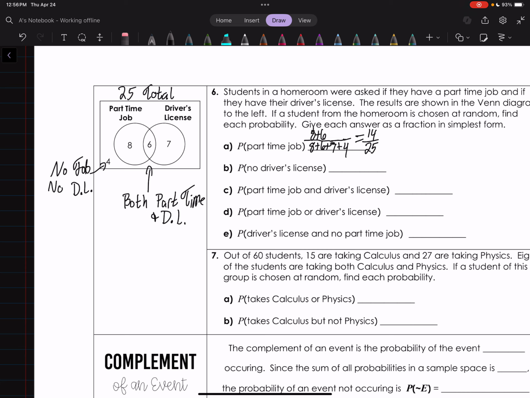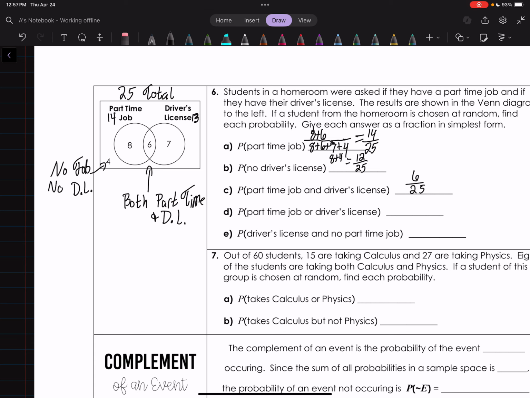There are 14 with part-time jobs. And there are 13 with driver's license. Okay? How many have no driver's license? So that's the 8 in the part-time job, plus the 4 with neither, which is 12 over my entire 25. They have a part-time job and a driver's license. That's the 6 in the middle out of the 25.